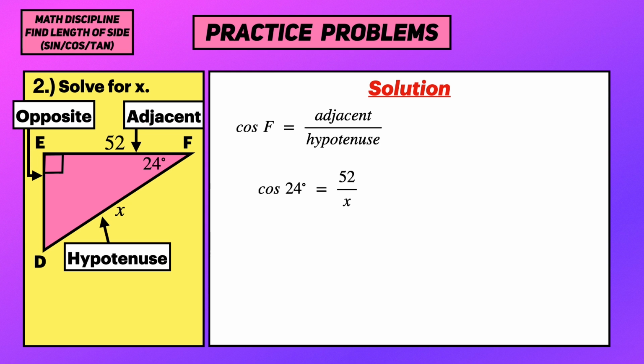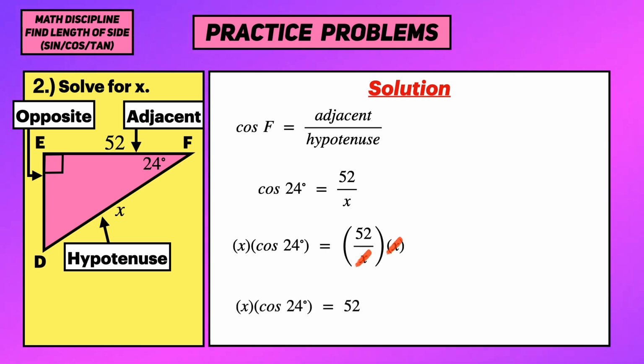We want to isolate the variable x on one side of our equation. Since it's in our denominator, let's move it from the right side to the left side. We do this by doing the opposite of what it is currently doing. Since 52 is being divided by x, let's do the opposite operation and multiply both sides of our equation by x. This causes the x's on the right hand side to cancel out. Now we have x times the cosine of 24 degrees equals 52.